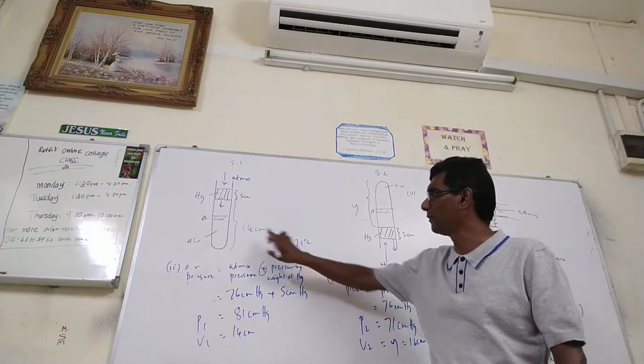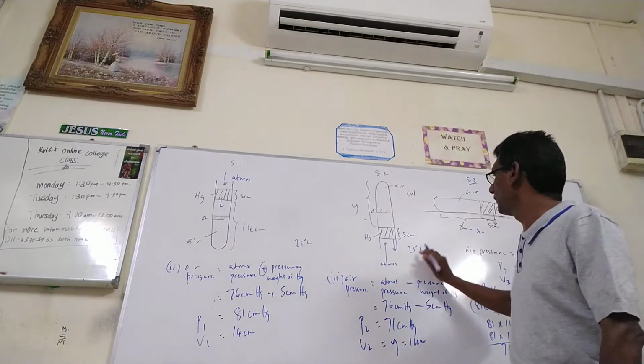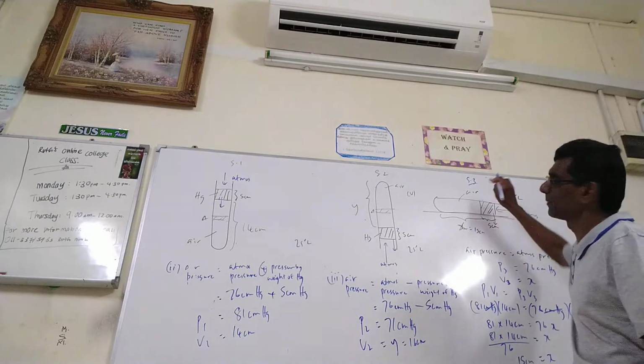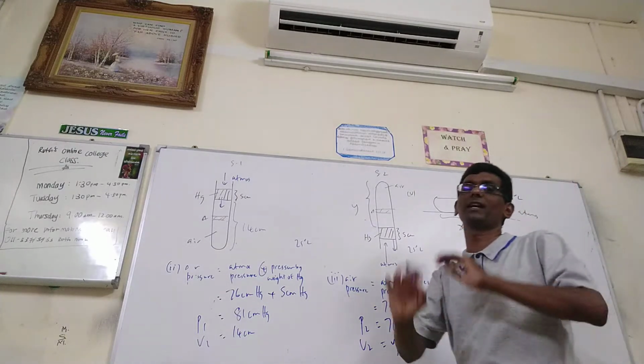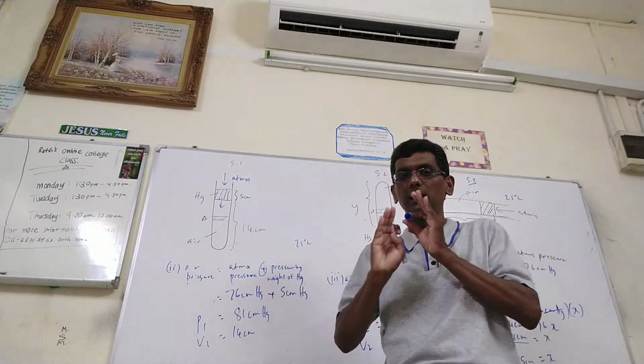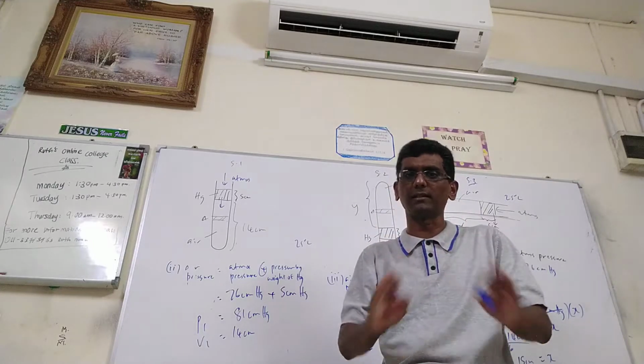So the temperature is 25 degrees Celsius in situation 5.1, 25 degrees in situation 5.2, and 25 degrees Celsius in 5.3. The temperature remains constant. That is the assumption you make: temperature remains constant.